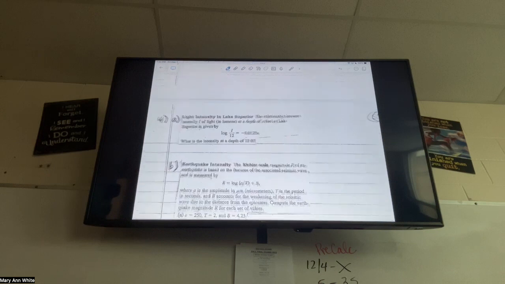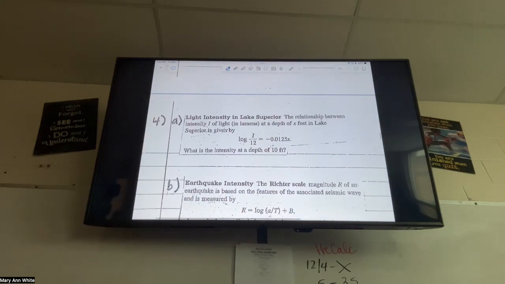So if we go to 4A, it's talking about light intensity. And I know word problems again can be scary, but this one gives us an equation and we're just gonna plug a number in. So we don't even have to fully understand what's going on in this word problem. The relationship between I, the intensity of light in lumens at depth X of feet in Lake Superior is given by this equation. And then it says, what's the intensity at a depth of 10 feet?